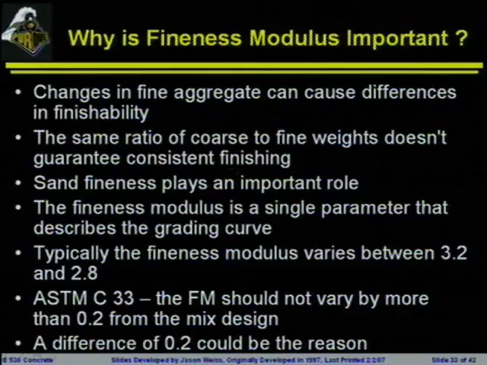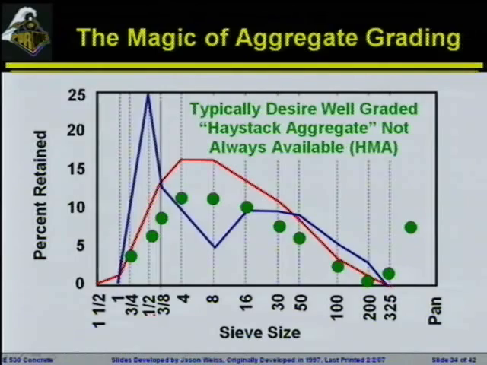So, as mentioned, it will cause differences in finishability. Normally, we're getting numbers in the 2.5, 2.8, 3.2 range. And typically 0.1 you start to notice, 0.2 is definitely noticeable and is going to start getting calls.